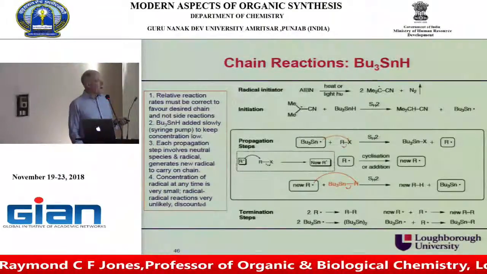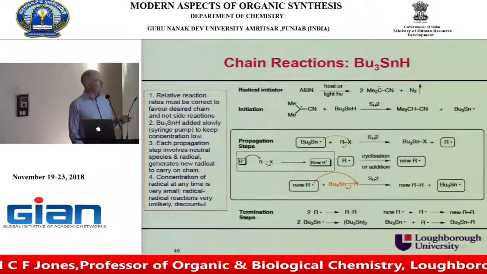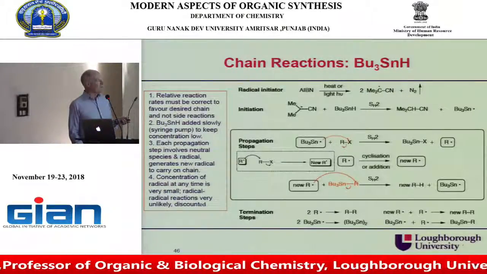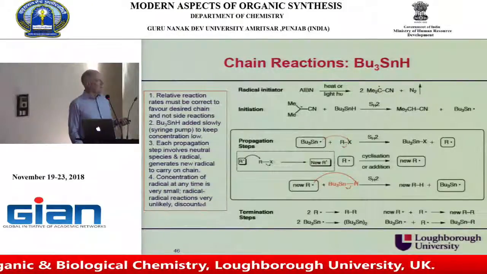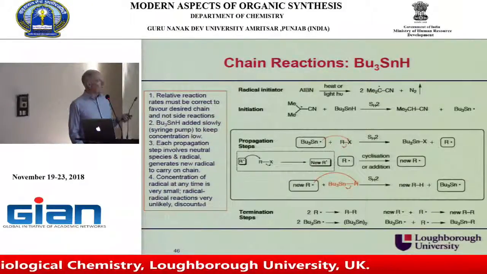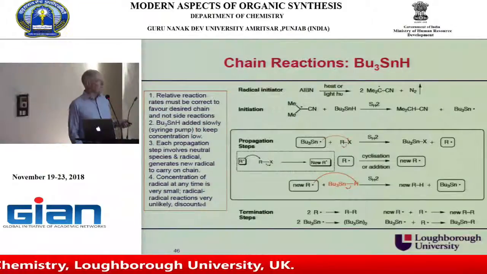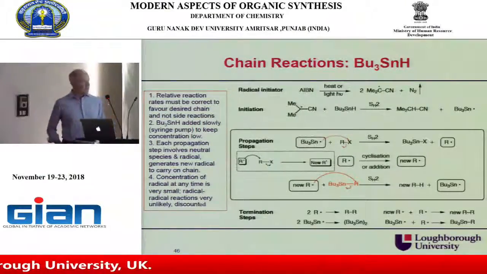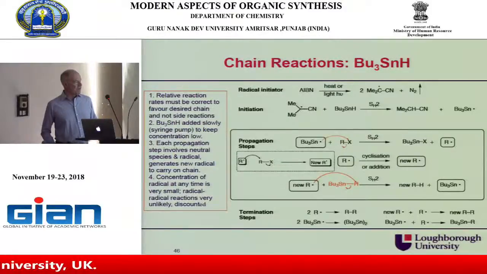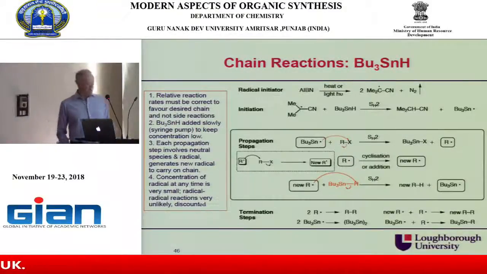Note that each propagation step involves a neutral species attacking with a radical, generating a new radical to carry on the chain. And those numbers 2 and 3 keep the concentration of radical at any time small, so that these radical-radical reactions, which are counterproductive, can usually be pretty much discounted.